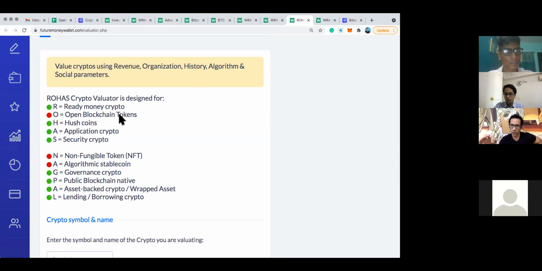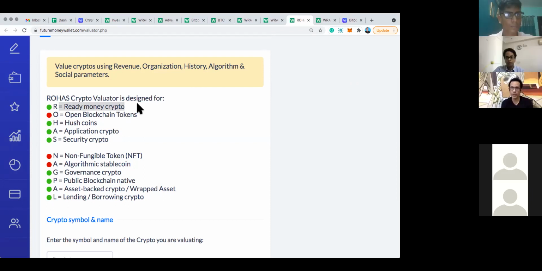Now, the government should regulate cryptos based on what they do. For example, the first category is what we call ready money, which can be used as a currency. And definitely that should be regulated, because otherwise it could impact the financial stability of a country. Things like Bitcoin come into this category. Now let's take the example of a small country called El Salvador, which has become the first in the world to recognize Bitcoin as legal tender.